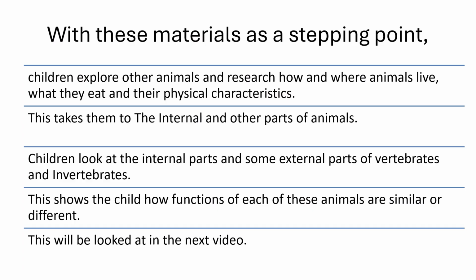With these materials as a stepping point, children explore other animals and research how and where animals live, what they eat, and their physical characteristics. This takes them to the internal and other parts of animals. Children look at the internal parts and some external parts of vertebrates and invertebrates. This shows the child how functions of each of these animals are similar or different. This will be looked at in our next video.